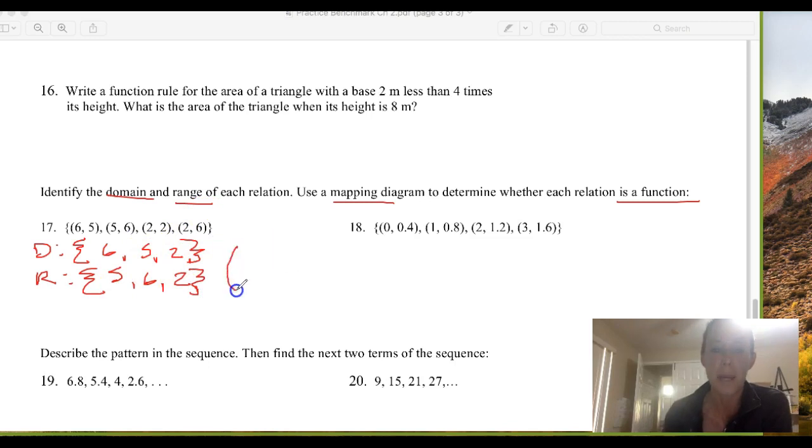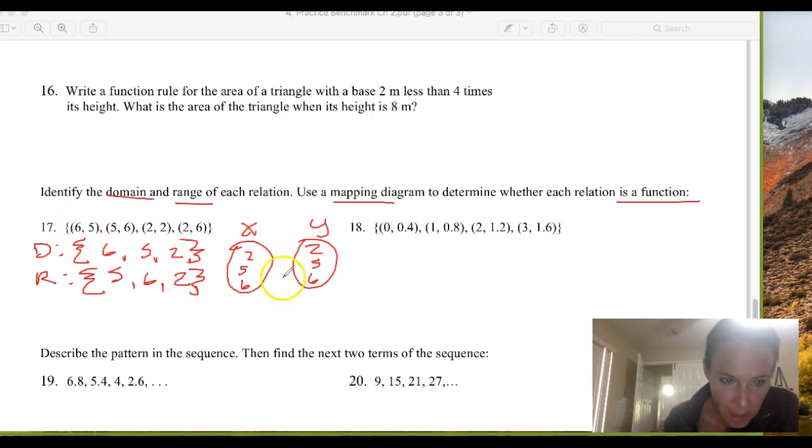Now my mapping. Okay, my mapping would look like this. I put my x values here and my y values here. So my x values, I like to put them in order. I like to go 2, then 5, then 6. And my y values, I'm going to put those in order too. Same numbers, 2, 5, and 6. Okay. And then I'm going to go up and see how they map. 6 goes to 5. Good. 5 goes to 6. 2 goes to 2. And 2 also goes to 6. Red flag. Anytime I have an arrow that goes to two numbers, I don't have a function.